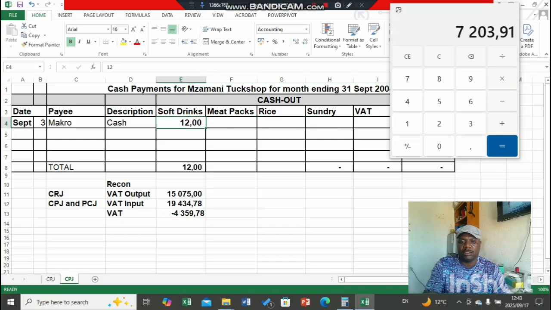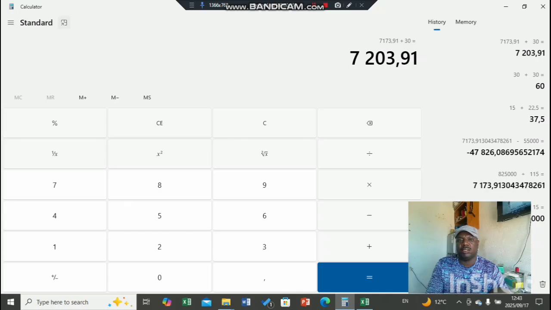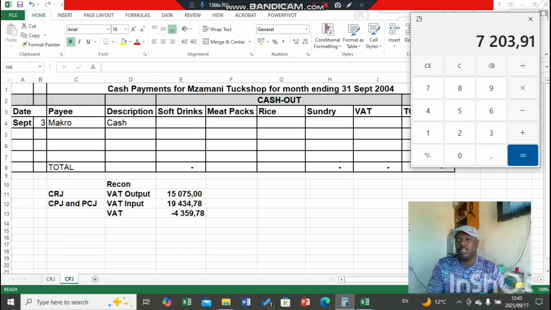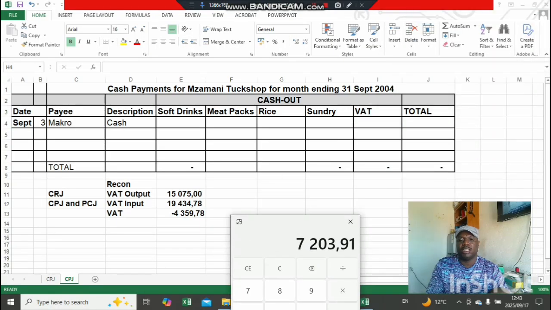I want to write it like this, right here so that I can see. Suppose Macro charged him 12,000. Mzamani will have receipts, and he will be able to know what the VAT is. Because we don't have Mzamani's receipts, we have to calculate it.